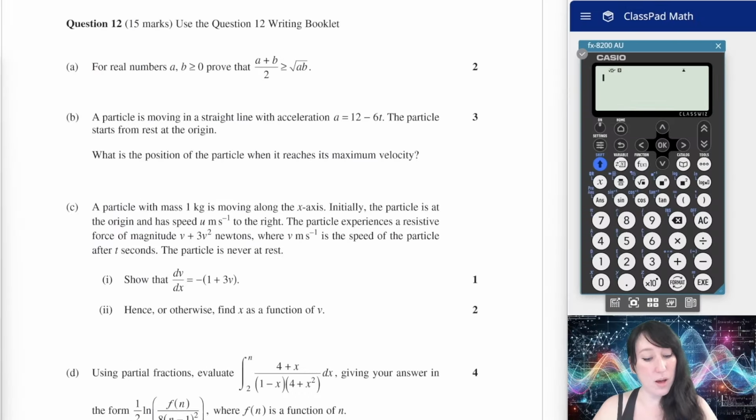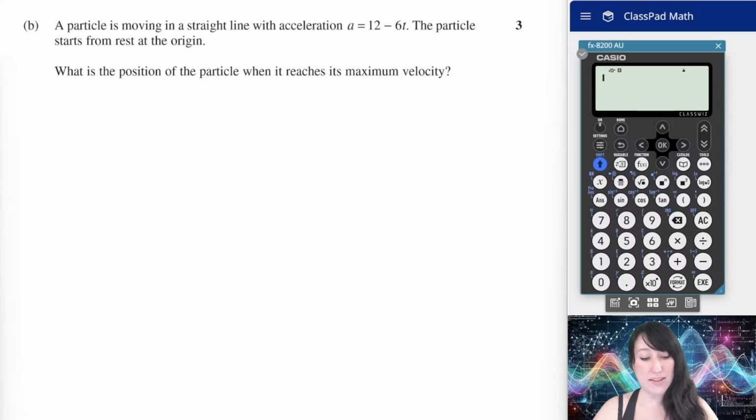12b. A particle is moving in a straight line with acceleration a equals 12 minus 6t. The particle starts from rest at the origin. What is the position of the particle when it reaches its maximum velocity? So, we know that the maximum velocity will occur when the acceleration is equal to 0.